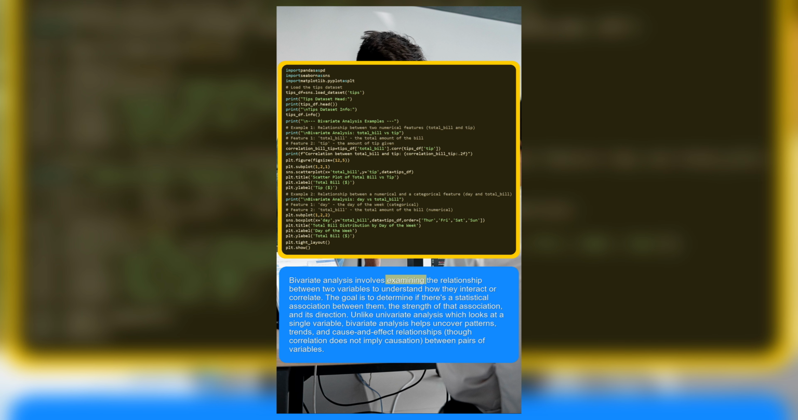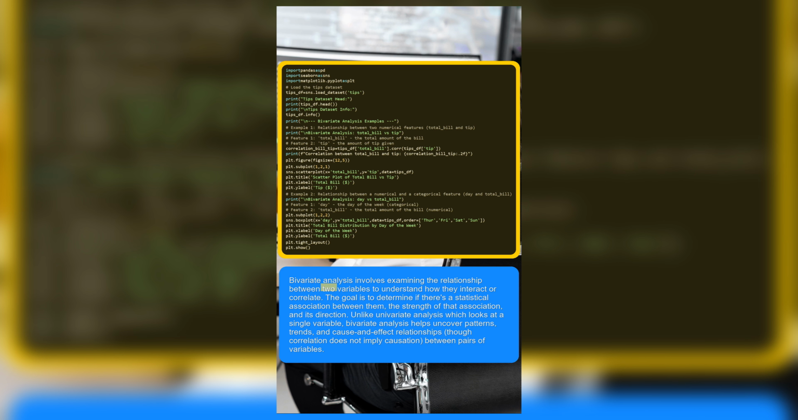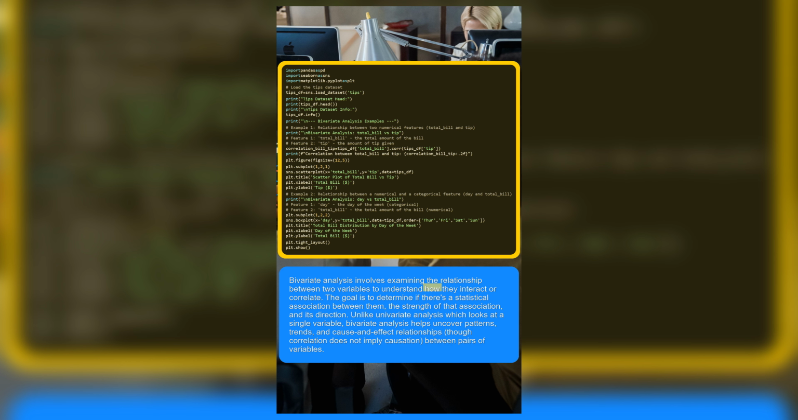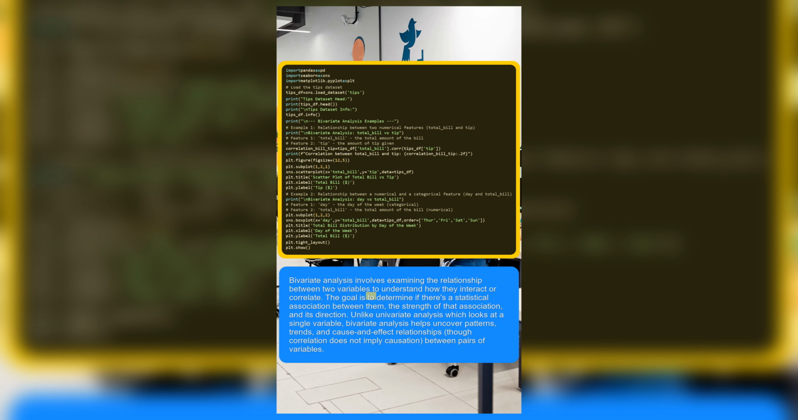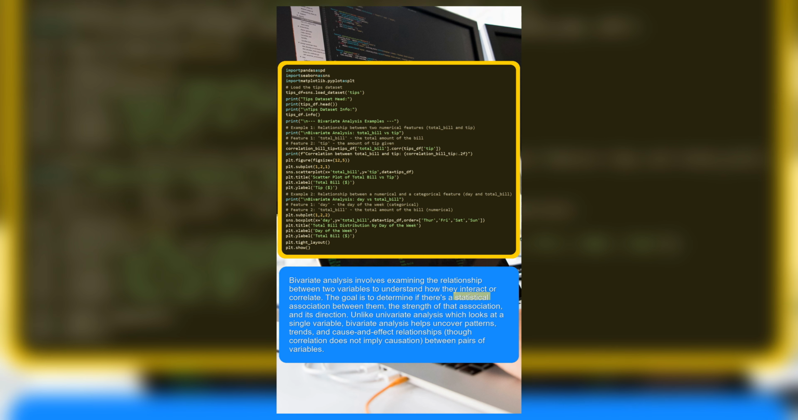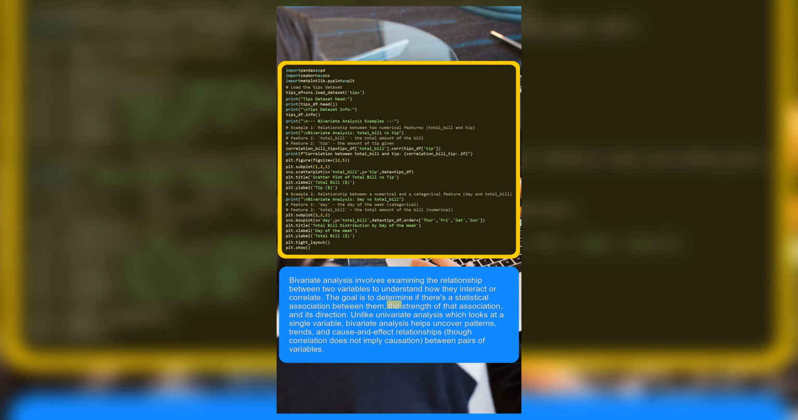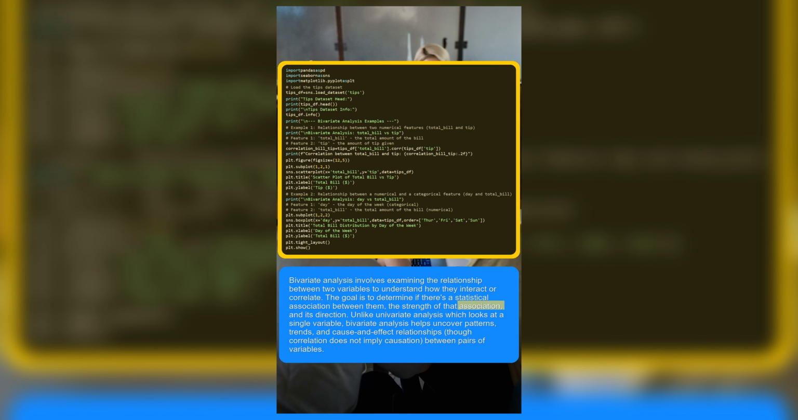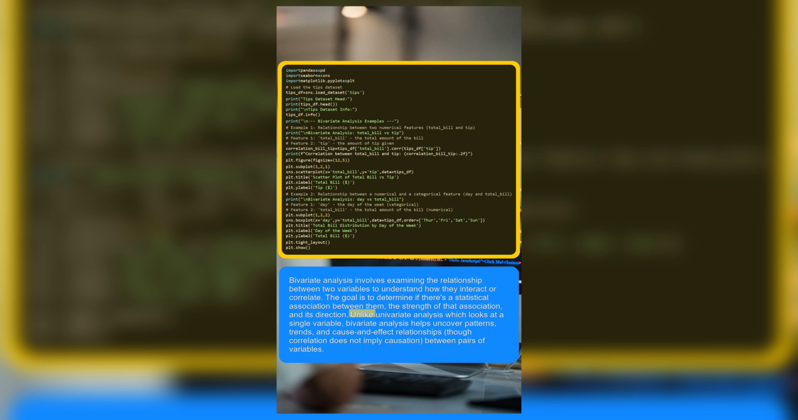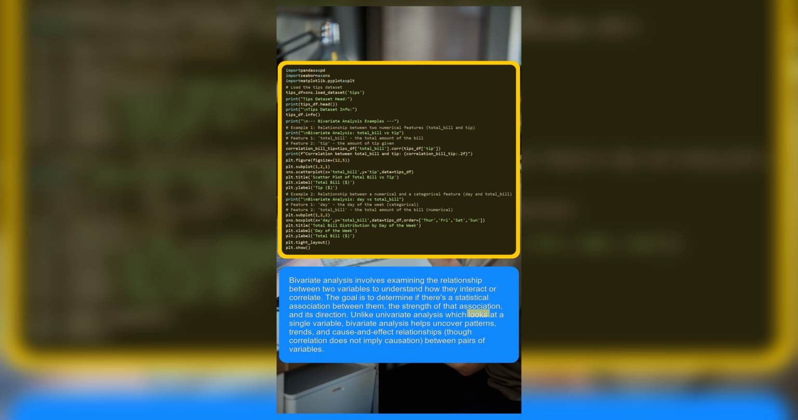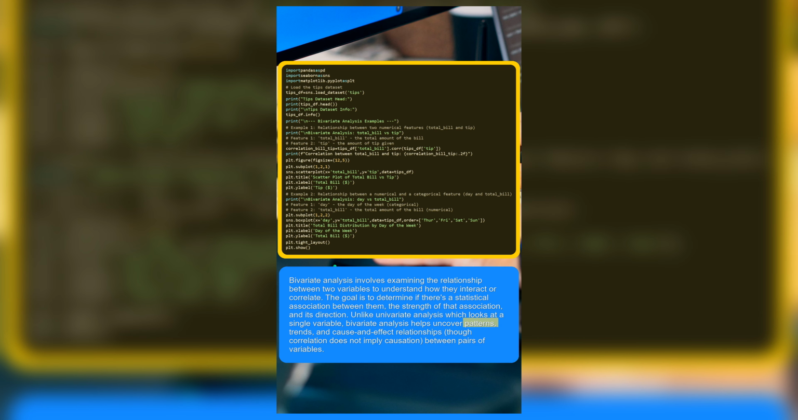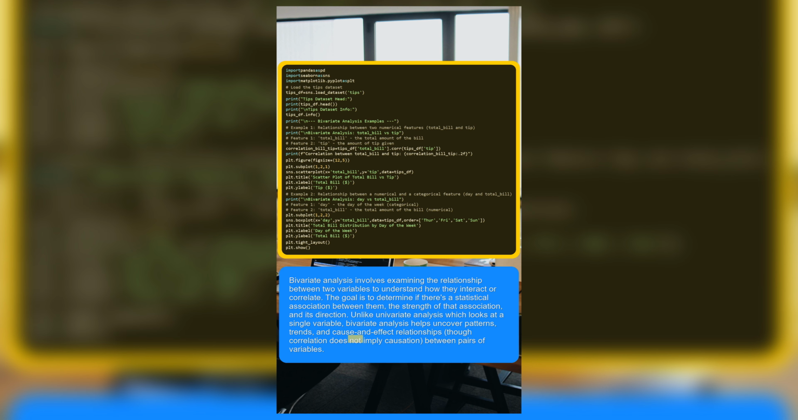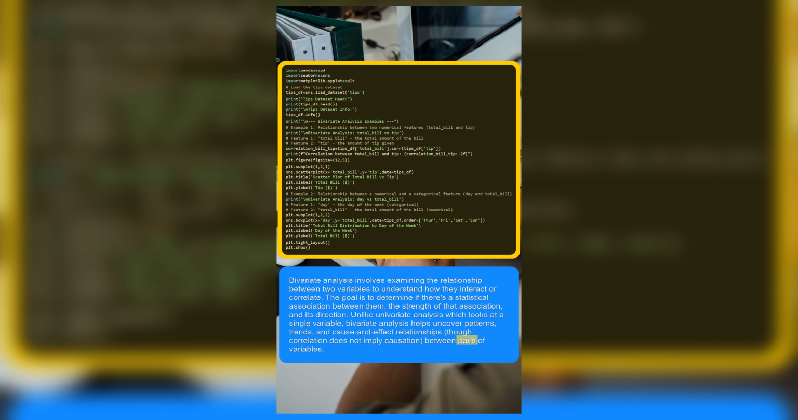Bivariate analysis involves examining the relationship between two variables to understand how they interact or correlate. The goal is to determine if there's a statistical association between them, the strength of that association, and its direction. Unlike univariate analysis, which looks at a single variable, bivariate analysis helps uncover patterns, trends, and cause and effect relationships, though correlation does not imply causation, between pairs of variables.